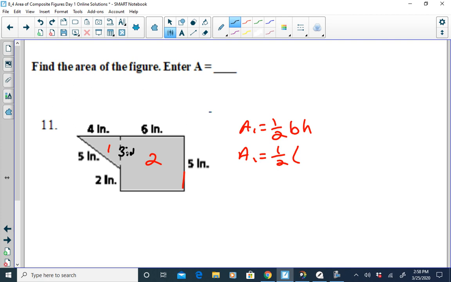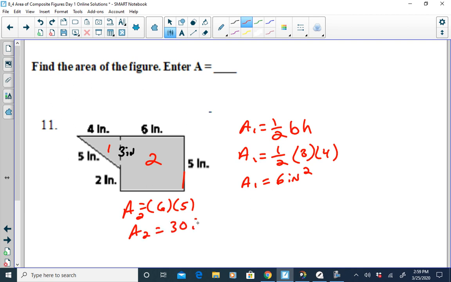So area 1 is going to be 1/2, 3 times 4. 3 times 4 is 12. 1/2 of that is 6. So that's 6 square inches for area 1. Area 2 is going to be 6 times 5. So area 2 is going to be equal to 30 square inches. So your total area is going to be 36 square inches.